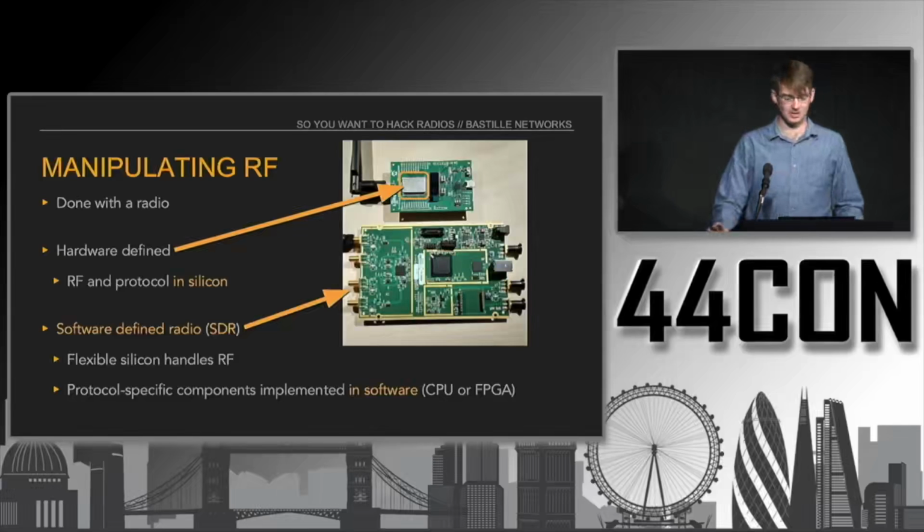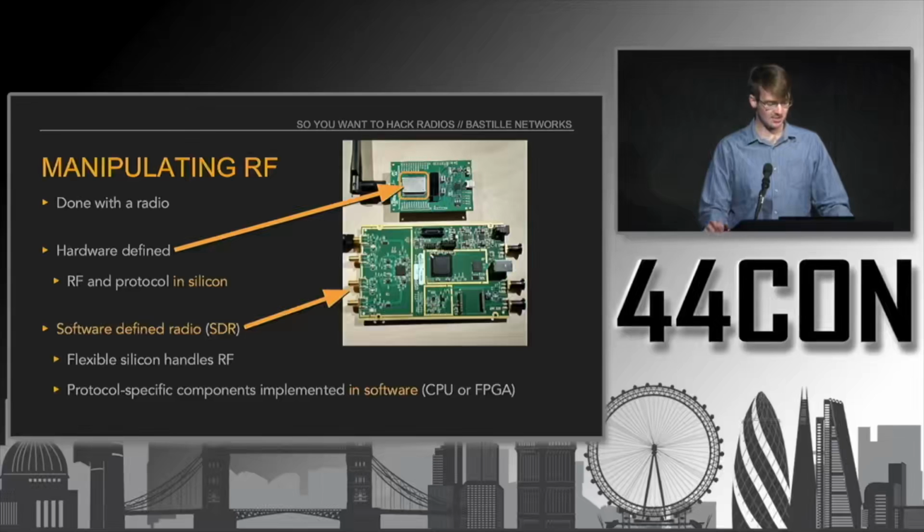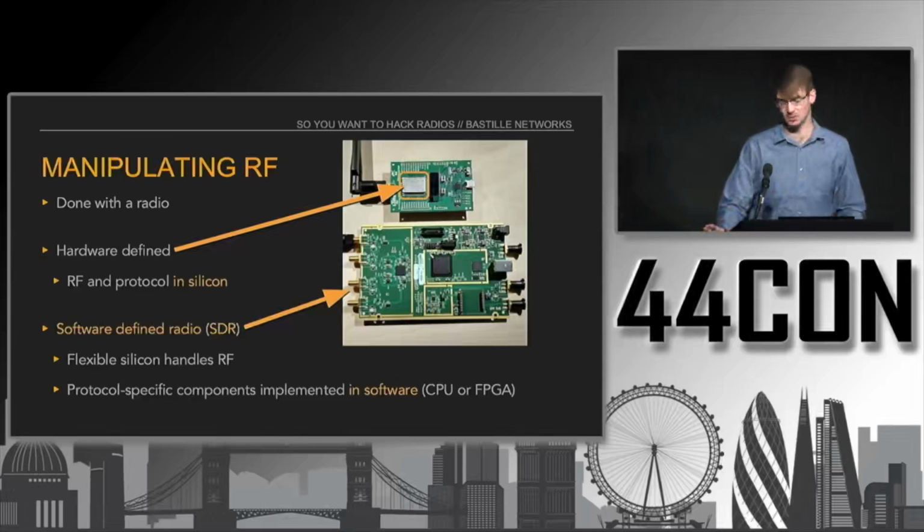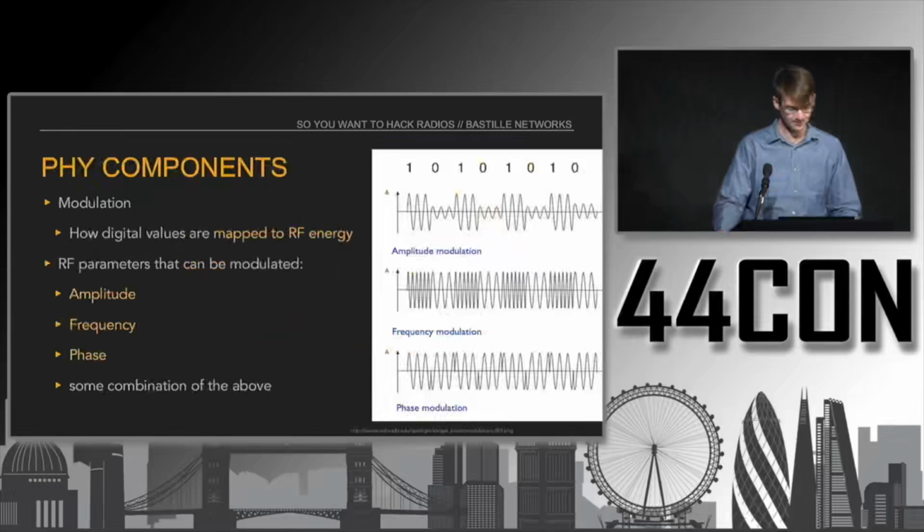So RF can be manipulated using a device called a radio. And as Mark mentioned, radios can either be hardware defined, where the protocol, the RF and protocol processing circuitry and logic is baked into silicon, as is the case with the LoRa radio on top of that picture, or it can be software defined, where instead you use a flexible piece of silicon kind of at the front end, and then you offload raw radio samples back to some sort of a processor to implement the radio specific components and protocol specific components in software. That can either be a general purpose CPU or something more specialized like an FPGA.